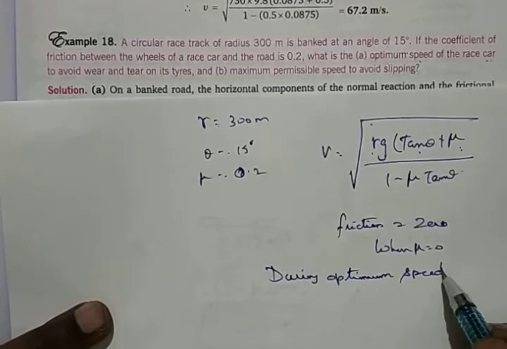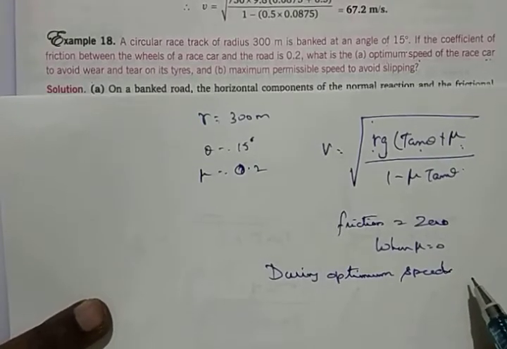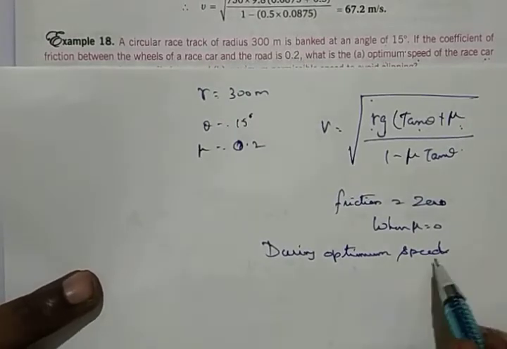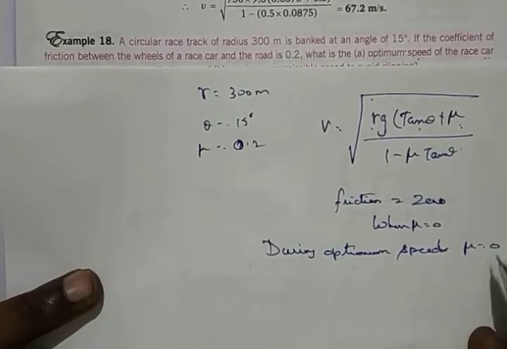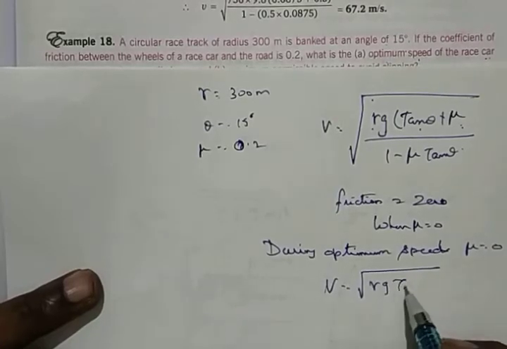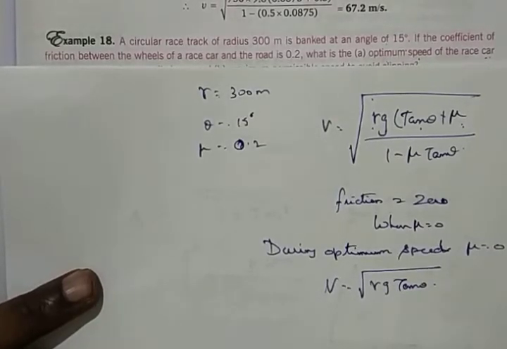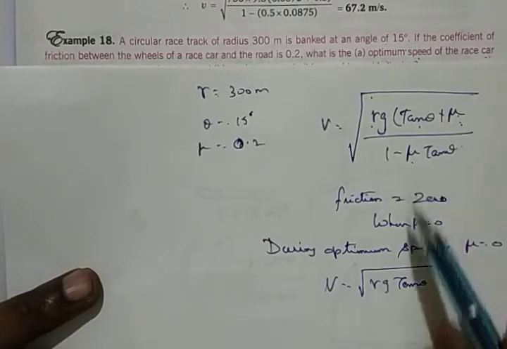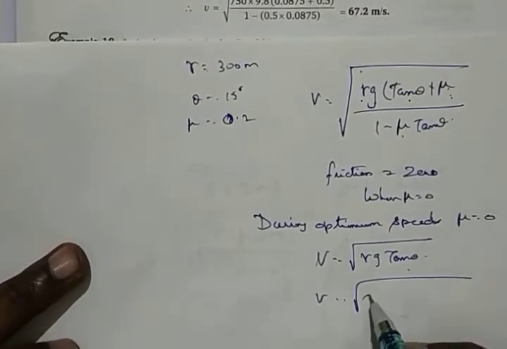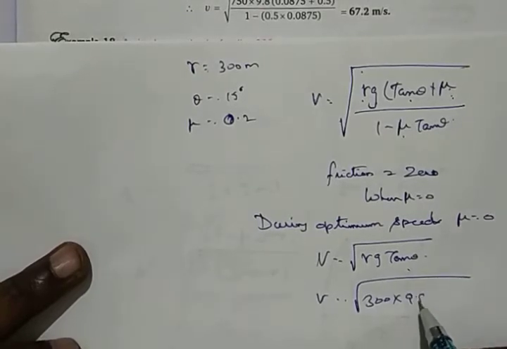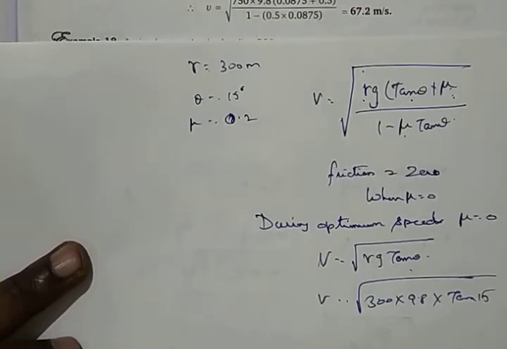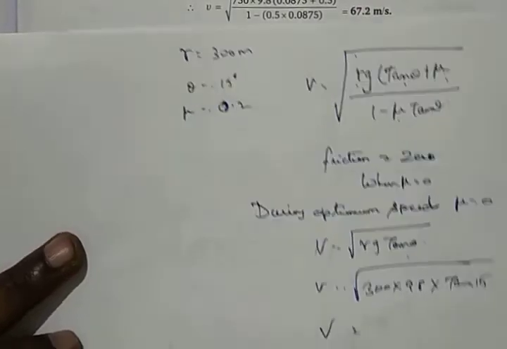This man has bought a race car just to show off, but he wants to go slow. Optimum speed. Okay, mu should be equal to 0. So put this value: v is going to be equal to the square root of r g tan theta, because mu is 0 here. So v is going to be equal to the square root of 300 into 9.8 into tan 15. Put this value, you will get the final answer.